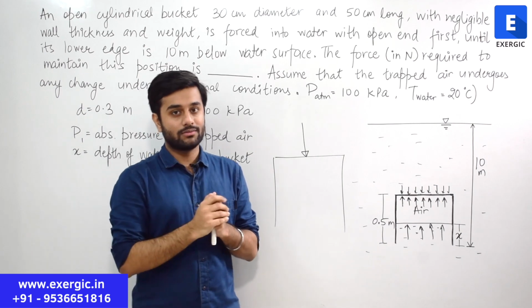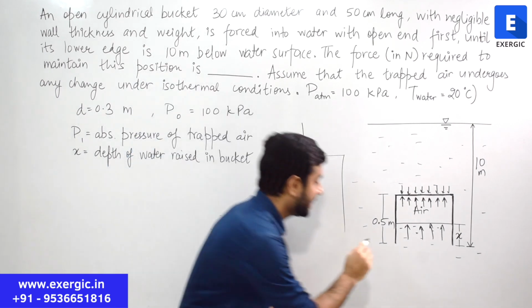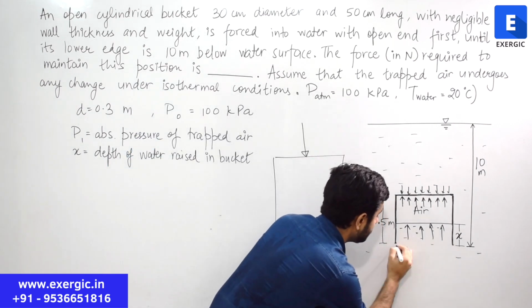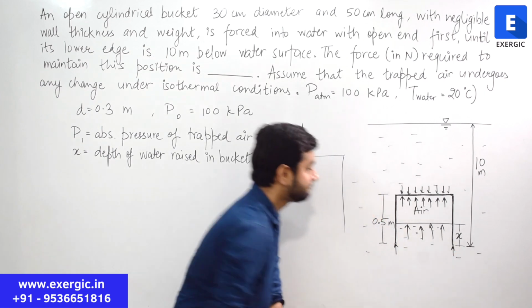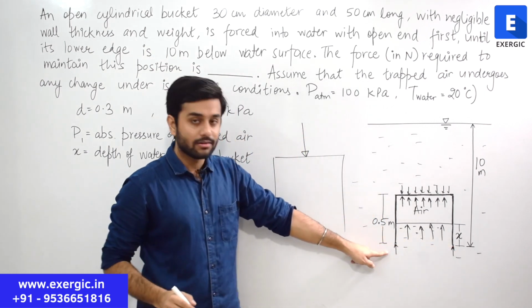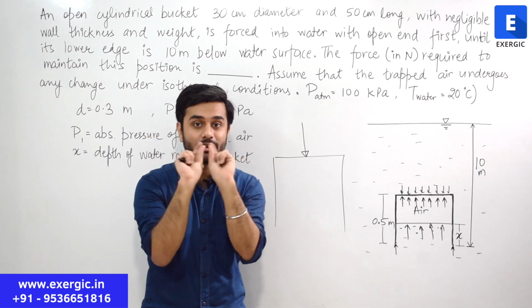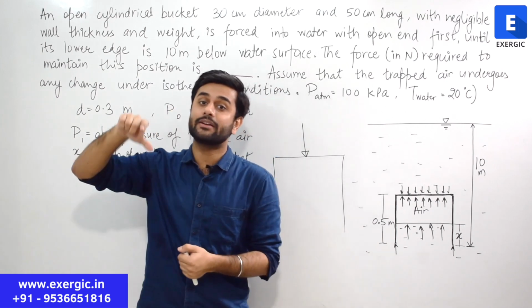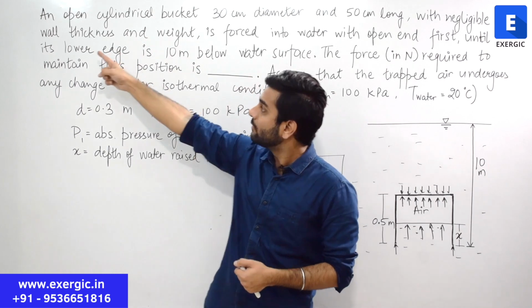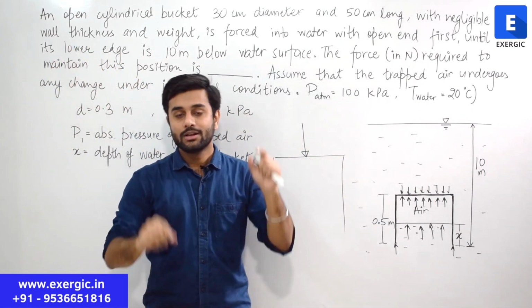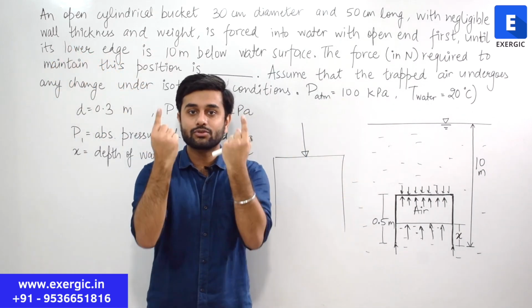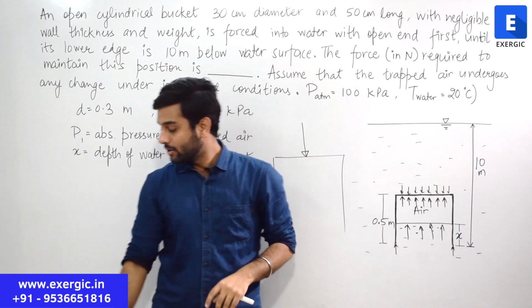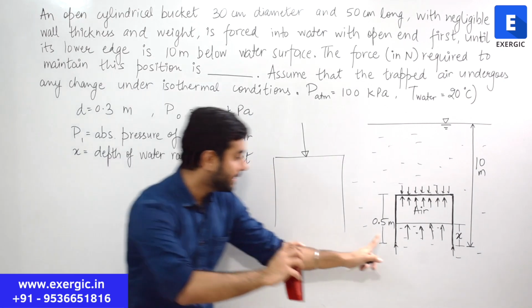What about the pressure forces on this part? Here or here? Will any pressure force act here, on the edge, on the circumference, on the periphery? No, because the question has given that it has negligible thickness. Wall thickness is negligible. So you do not have any area present so that a force can be applied there. So no pressure force is acting here.